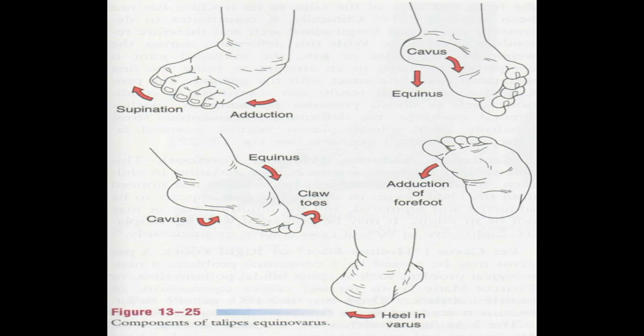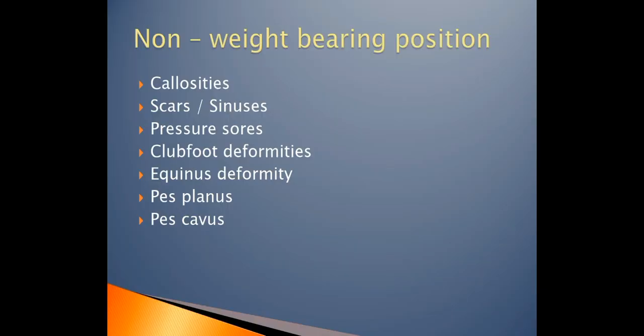Components of talipes equinovarus. So on observation, if we see any kind of deformity, then the examiner should keep that in mind. So supination, adduction, equinus, cavus, claw-toes, adduction of the forefoot. If any of this deformity is visible on observation, then we have to take that into consideration for the diagnosis. Non-weight bearing position, we have to look for the callosities, the scars, sinuses, pressure sores, clubfoot deformities, equinus deformity, pes planus, and pes cavus.